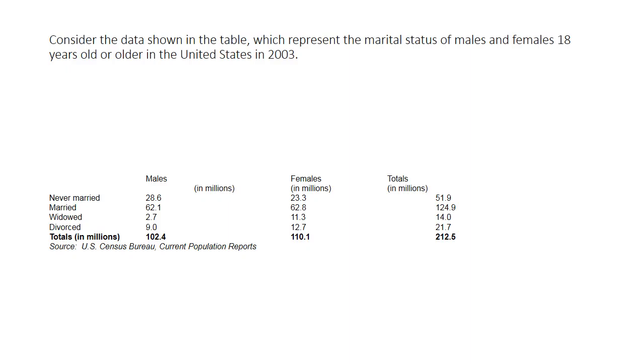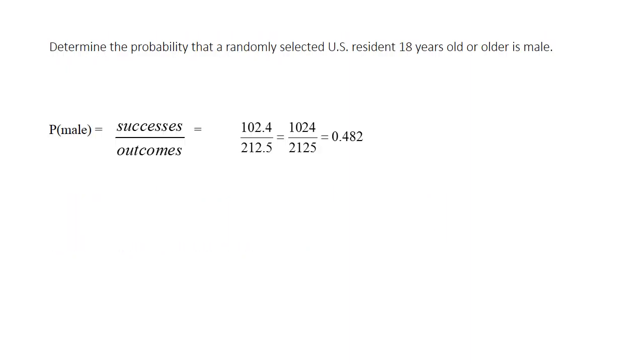The first question asked us to determine the probability that a randomly selected U.S. resident 18 years old or older is male. This is just our basic definition of probability, successes over outcomes, which is 102.4 divided by 212.5, which will reduce to 1024 divided by 2125, which is 482 thousandths.